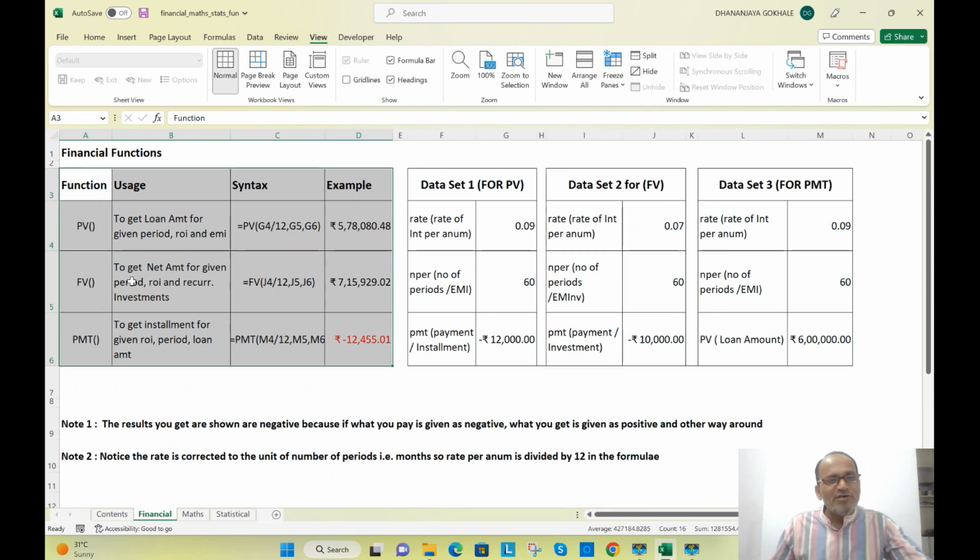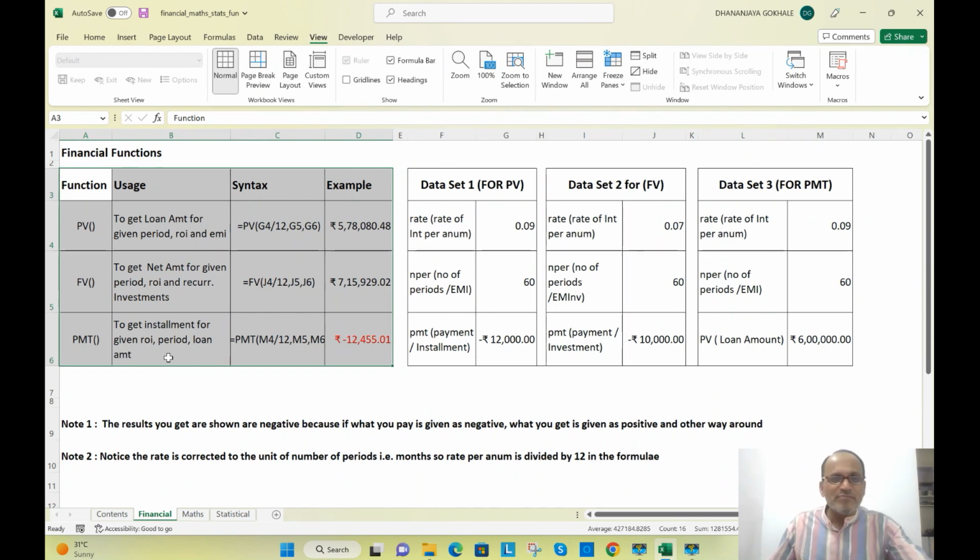Then future value is to get the net amount which you will get when we are saving here every month a certain amount, and obviously the agency will give you money back with a certain rate of interest after a given period. So how much money you will get at the end of your term is given as future value. And PMT, as I explained, is nothing but the equated monthly installment, for a given amount and period and loan.